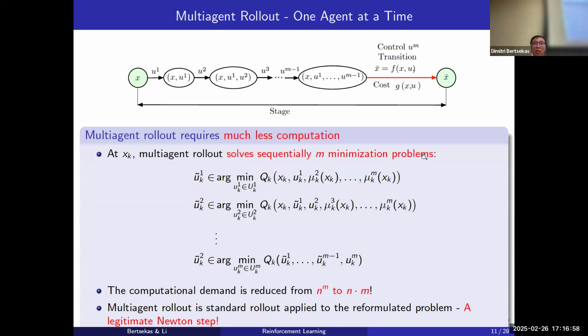And in fact, this is precisely why you need to solve those minimization problems sequentially, because the information of the first agent calculating this u_k tilde is going to be useful in helping the second agent choose its control. So therefore it brings this coordination effect.